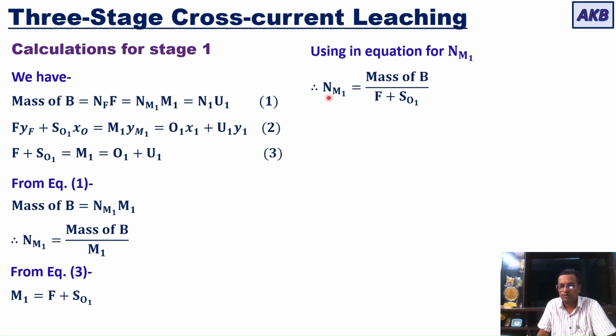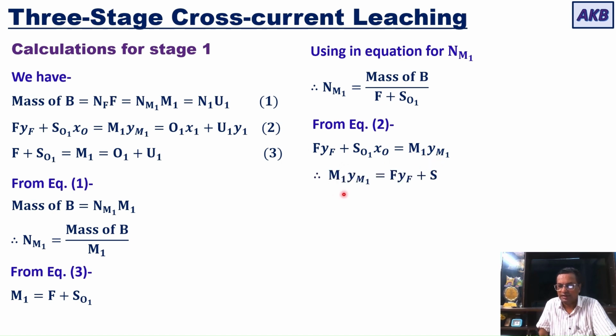So using this equation, you can calculate NM1. But using this equation, mass of B will be known to you, F will be known to you, and S0_1 will also be known to you. Now, from equation 2, I will write this equation: F into YF plus S0_1 into X0 is equal to M1 into YM1. I will rearrange it: M1 into YM1 is equal to F into YF plus S0_1 into X0. And then I will write the equation for YM1. So YM1 will be equal to F into YF plus S0_1 into X0 divided by M1.